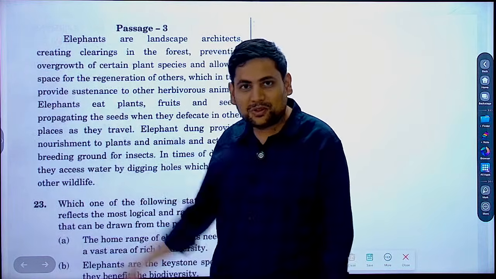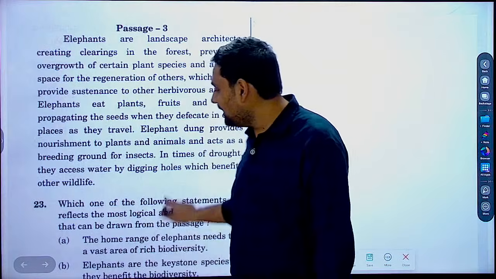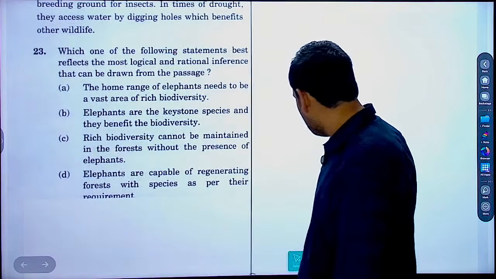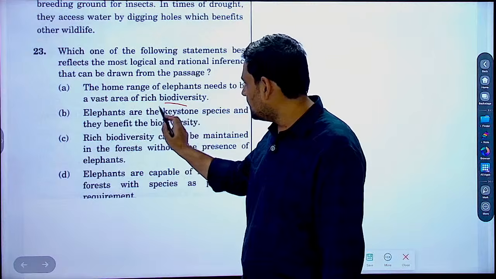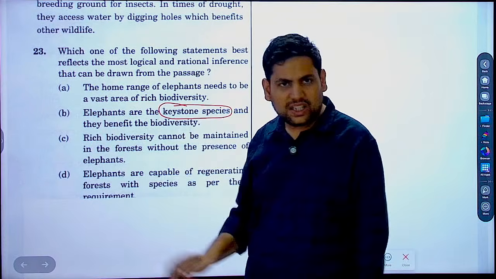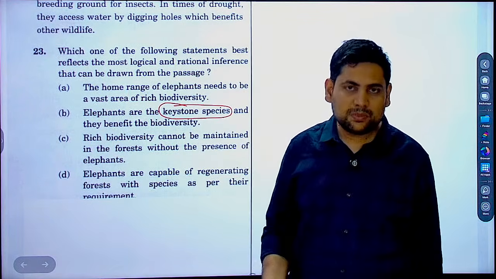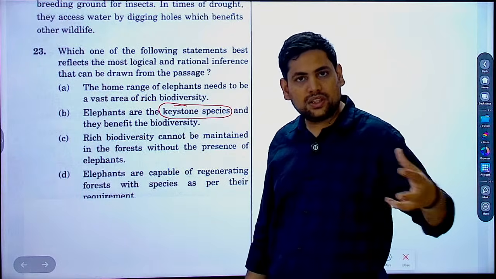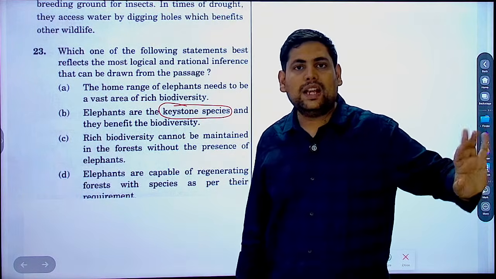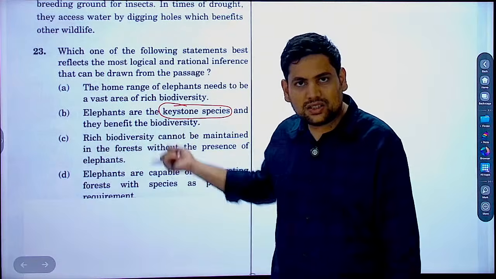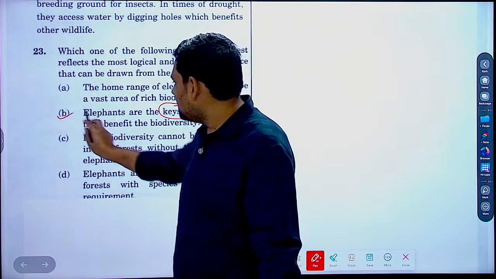The poor fellow is doing everything, so why is he not the keystone species? Of course, he is the keystone species in a forest. Keystone species, you must know: a species on which the existence of most of the other animals depends, and that dependency is being shown in the passage. So the answer becomes D.